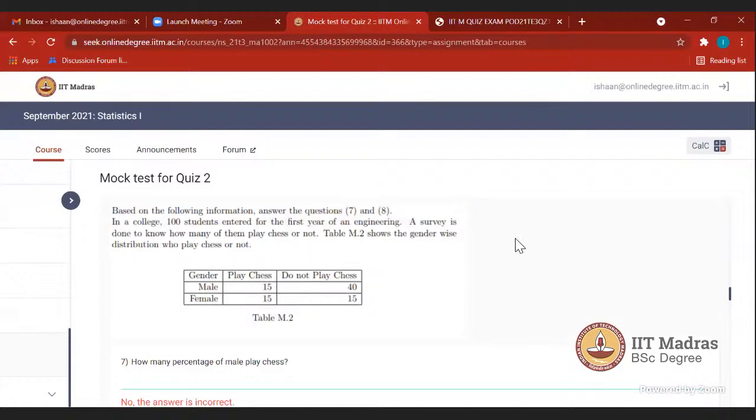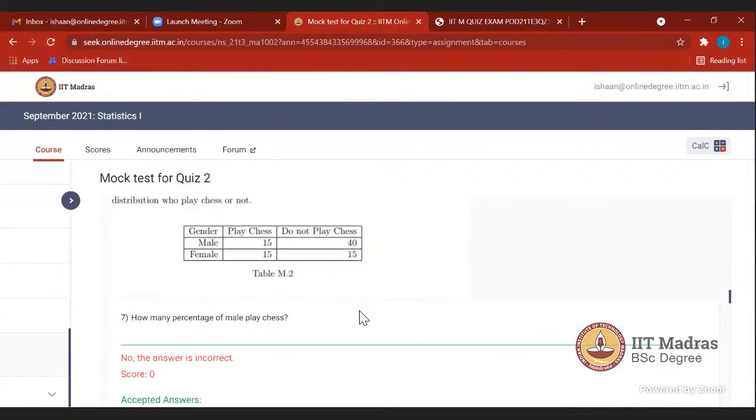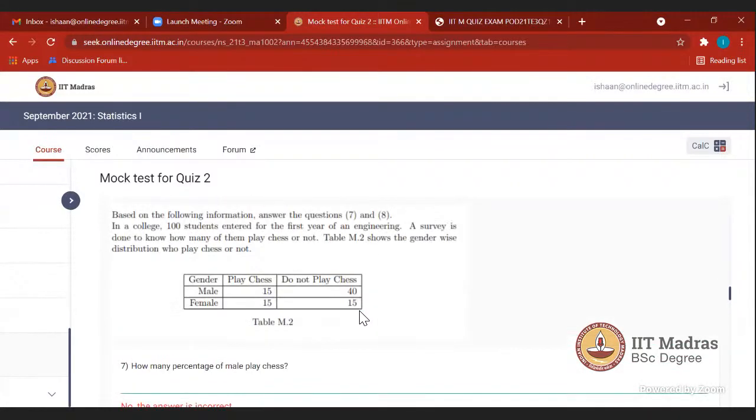Let's just go through a survey. We don't need to know how many of them play chess or not. Okay, understood. That's the only way it could be. 25 comes from deducting 15 from 40, but by division and all, it's not coming.